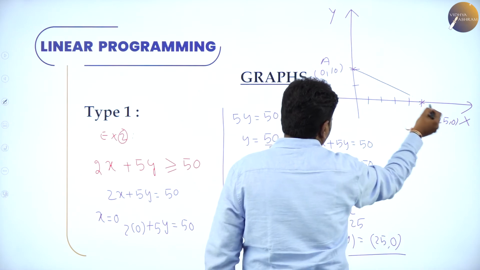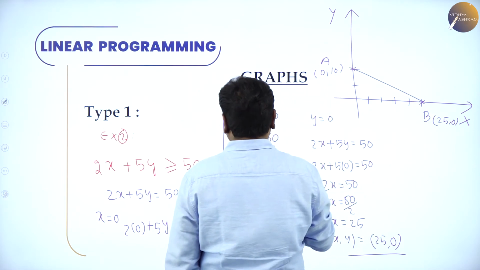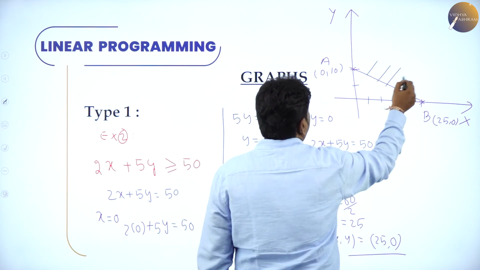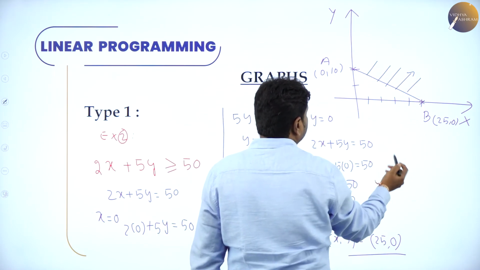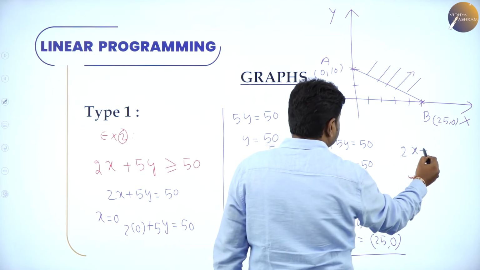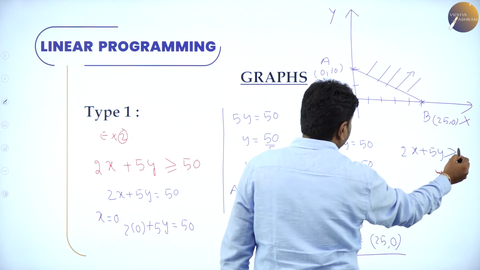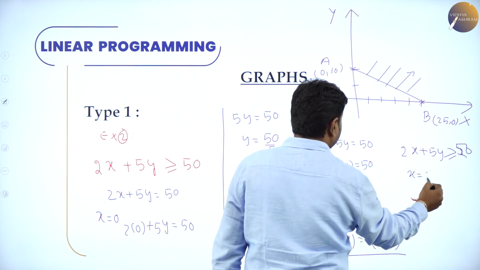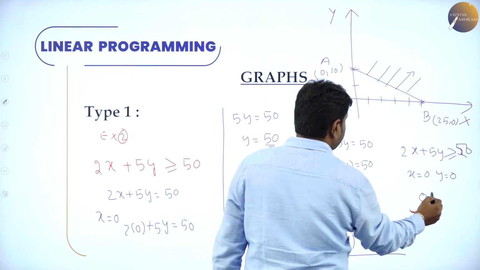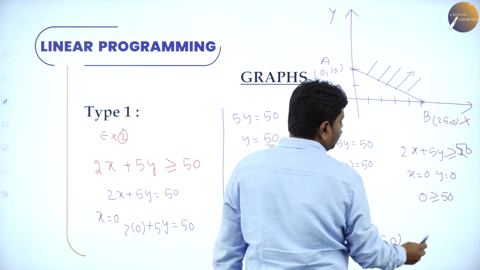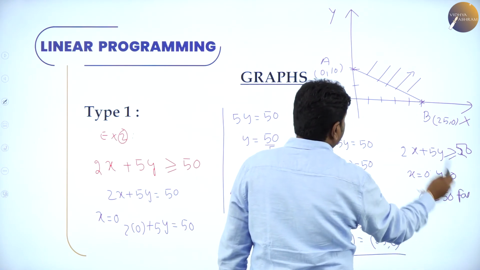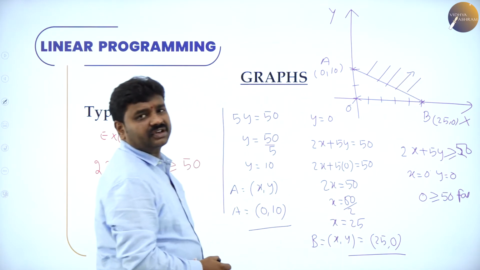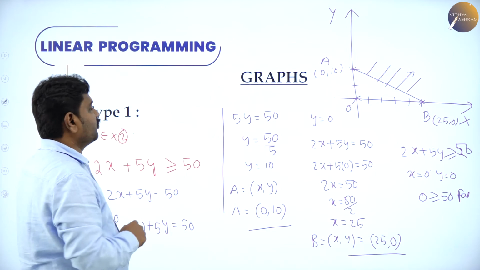Now I should stretch a line between these two, and it is greater than. See here, this is greater than. Greater than means shade above. Shade above means shading goes like this, in the equation 2x plus 5y greater than or equal to 50. Suppose if I put x and y as 0, then is 0 greater than 50? It is false. So that's why don't go towards this 0, go away from 0, shading goes up. That's it. This is type 1.